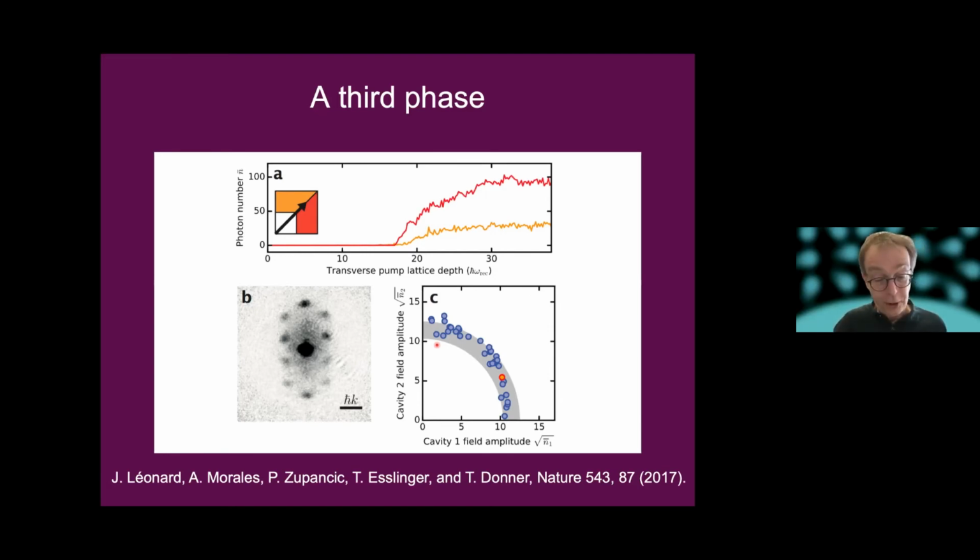Is there a phase relationship between the two fields in the two cavities? That phase relationship we will have a look at in a moment. And depending on this phase relationship, you have a different pattern, and the relative phase between the two cavity fields gives you the continuous symmetry, and that is reflected in a continuous symmetry in your spatial pattern.